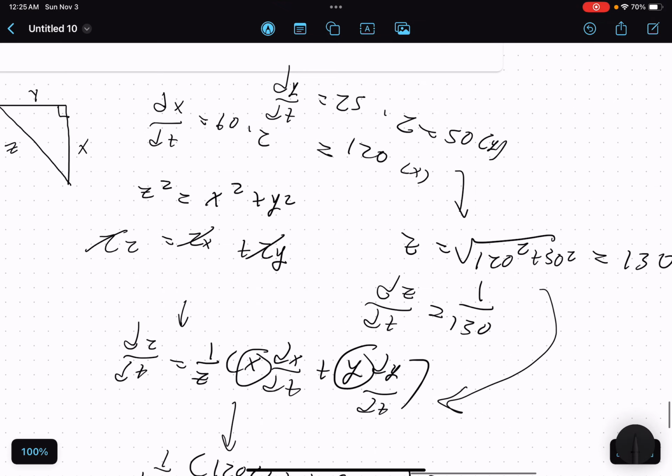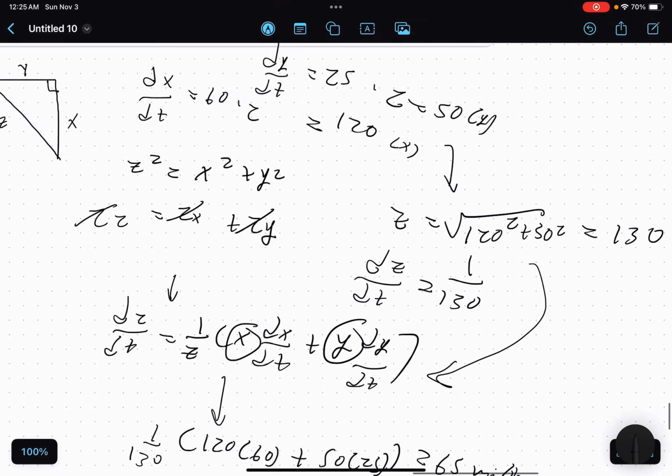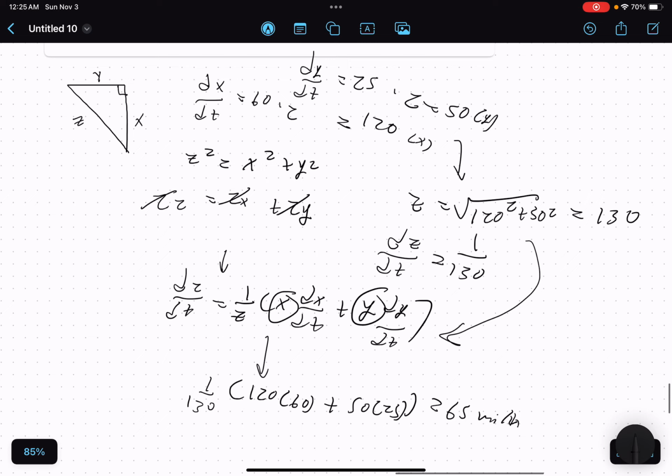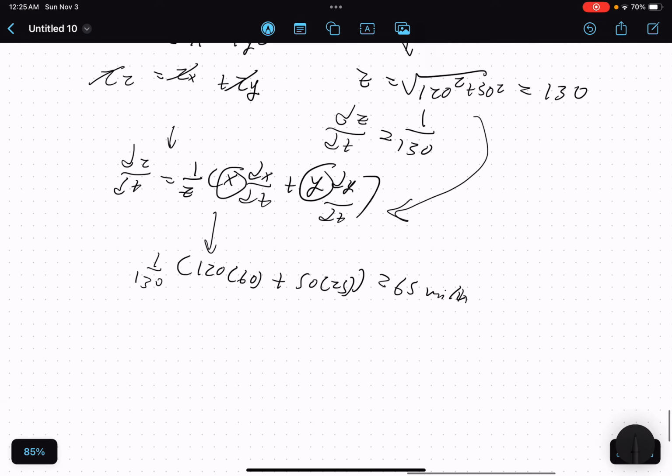And again, 120 times 60 and 50 times 25 are the values that we found here and here, and we're just multiplying them together. And overall, that's what we would get.